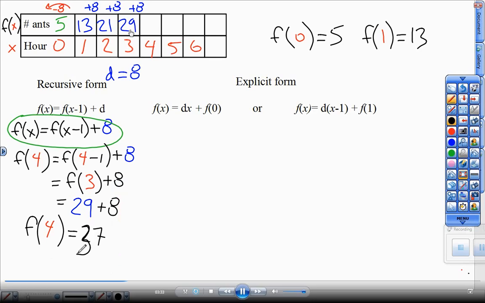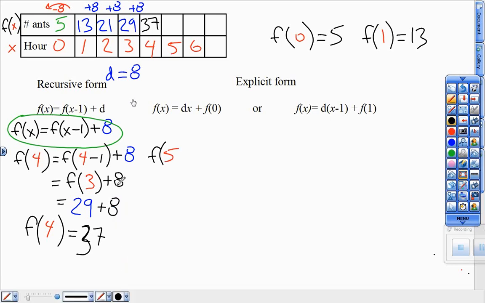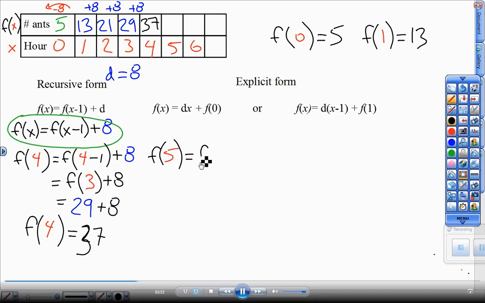So this becomes 4th term 37. If I wanted to repeat the recursive pattern, take 37 plus 8, take that answer plus 8. I'm going to have you show the work for the 5th term right here. I know it's kind of weird, but to find that 5th term, plug in 5 here. I'm going to put 5 in for x. Gives me 5 minus 1 plus 8.